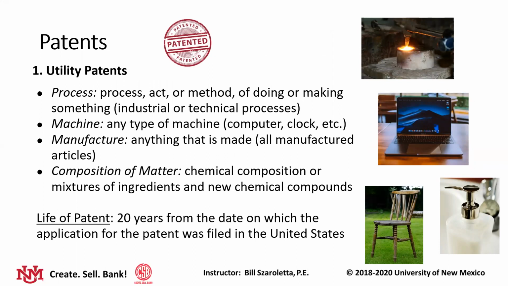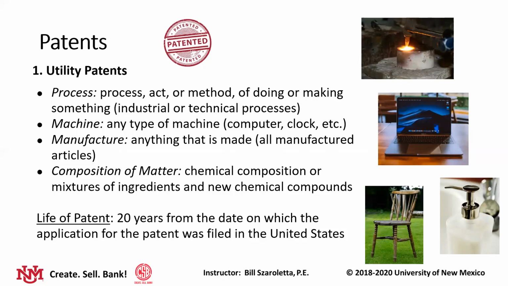There are 4 categories that fall under this. A process, which is a process, act, or method of doing or making something. This includes a lot of industrial or technical processes. The second category is a machine. This is any type of machine. It can be a computer, a clock, anything that functions in a certain way.